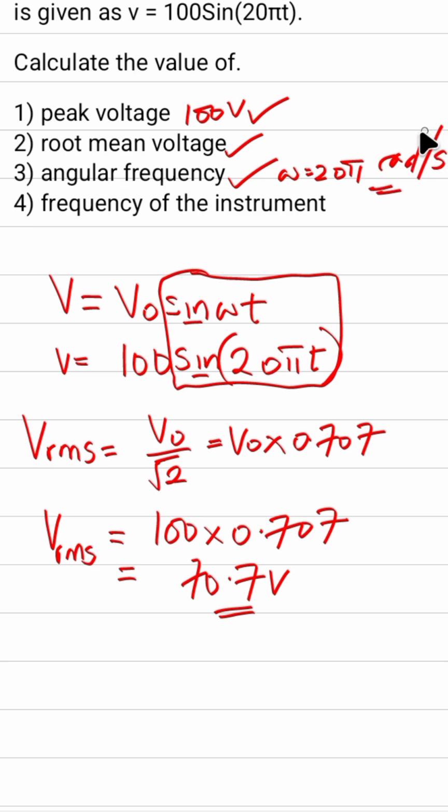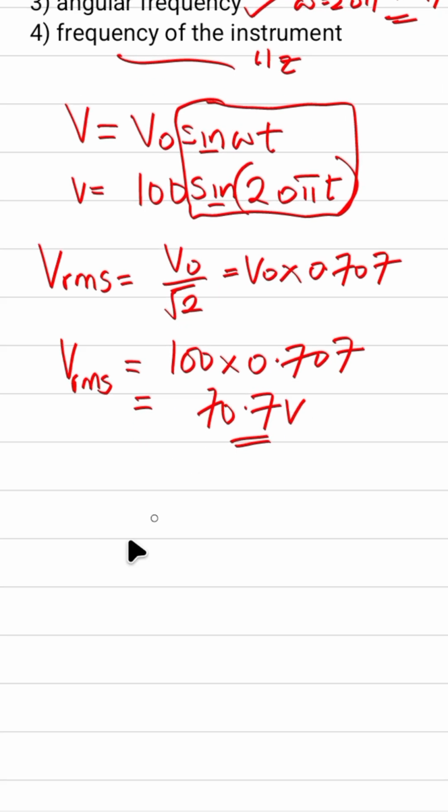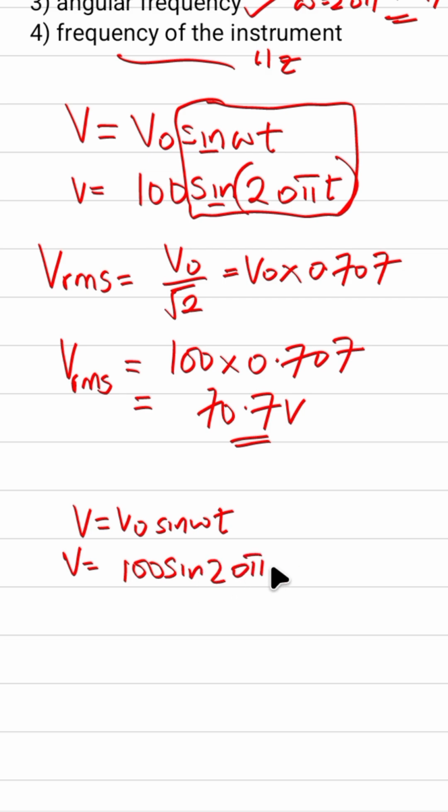You understand? It's about frequency, how it is vibrating. So you have to put this in as if it's speed. That will be radians per second. Then the frequency of the instrument, this is the one that you can put as hertz. Now, to know the frequency of the instrument, let's compare them back. You have V equals V naught sine omega t. This is the general form. What they give to us is 100 sine 20 pi t.